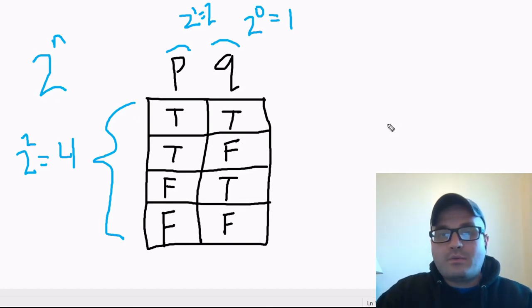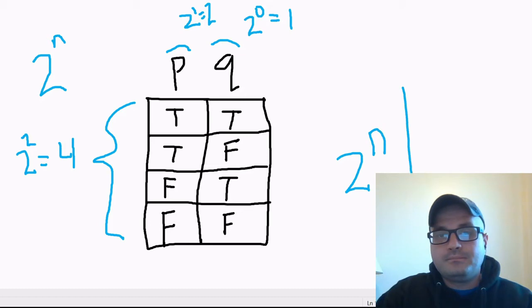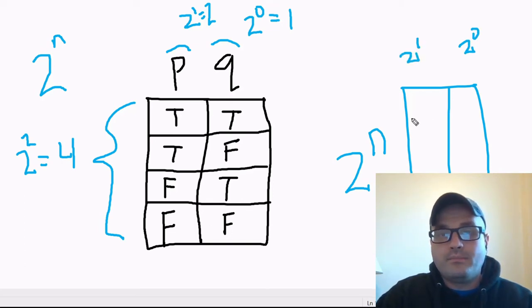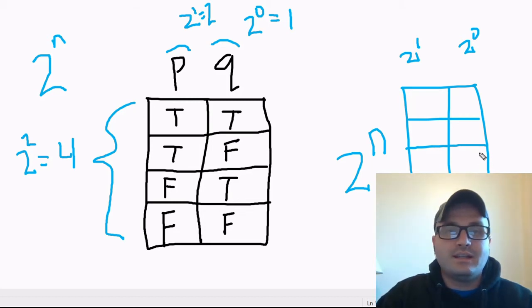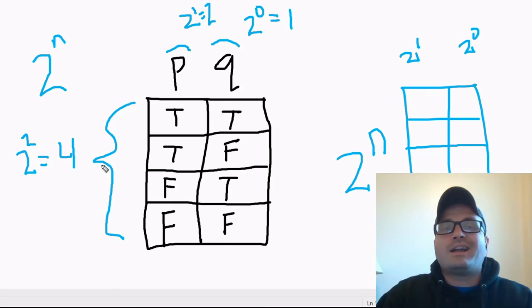So knowing that we have rows of 2 to the n, and then from right to left, we move 2 to the 0, 2 to the 1. I want you all to think of what if we did a 3 variable truth table, what that would look like. And I'll go ahead and give you a minute if you want to pause and start that up.